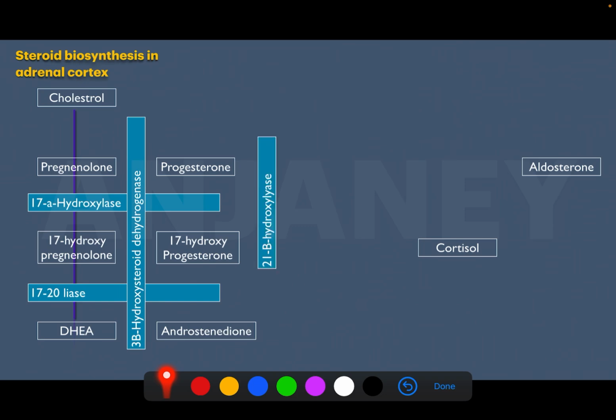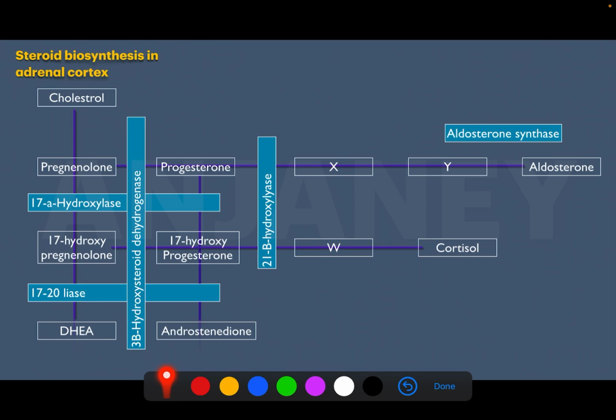So what will I do? I have another enzyme, beta hydroxylase. This will convert both of these progesterones into different intermediates. So from here, let's say X, and from here, let's say W. So these are not going to make androstenedione. Whenever this enzyme is there, these three things are going to go in this pathway and will make aldosterone and cortisol. Now what will decide whether aldosterone or cortisol is made is aldosterone synthase. If the cell has this enzyme, then aldosterone will form. If not, then cortisol is formed.